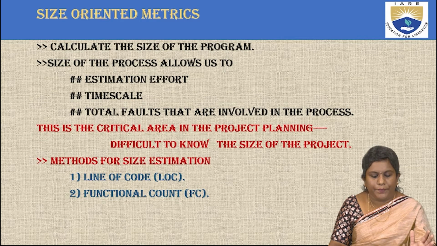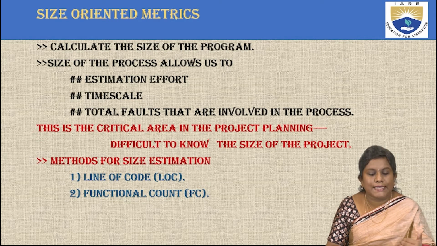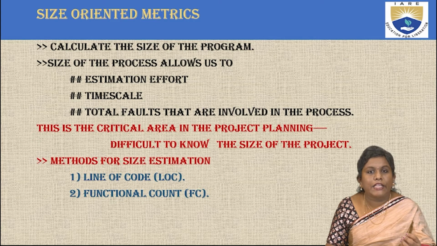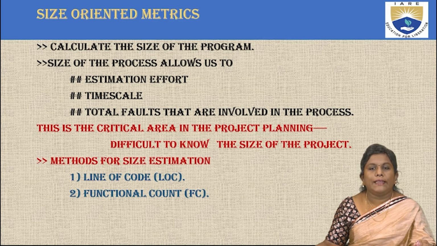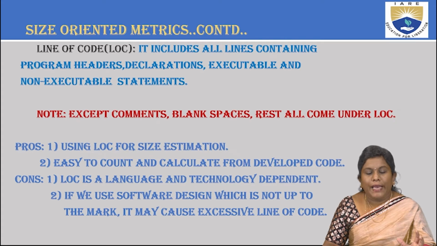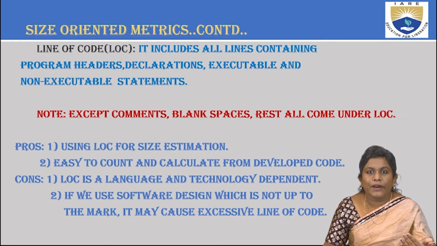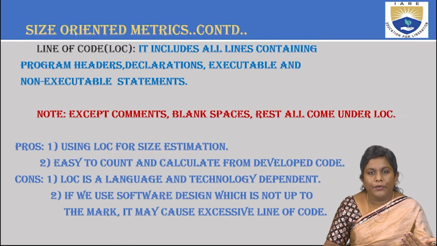Okay. Now there are various methods used in this size estimation. The first is lines of code, in short called LOC. And the next one is functional count, that is FC. Right. Now, what do you mean by lines of code? Lines of code are nothing but, in a program, we write so many statements. You write header files, you write the main function, then you write the body of the program, whatever question is asked, and then you write executable statements.